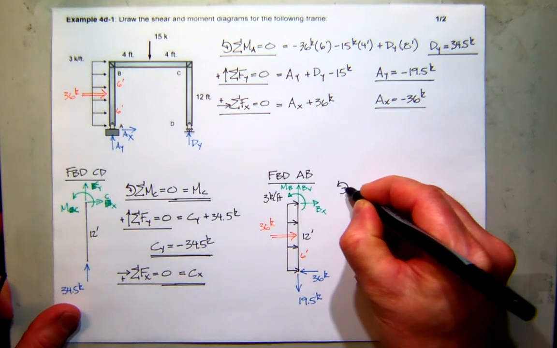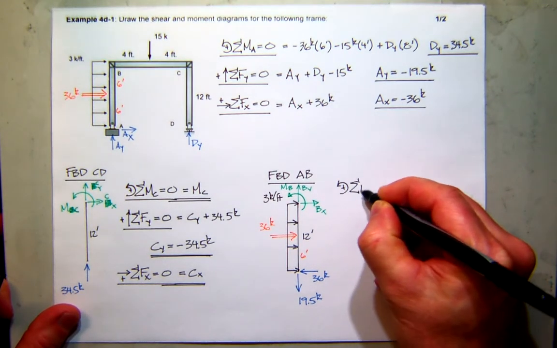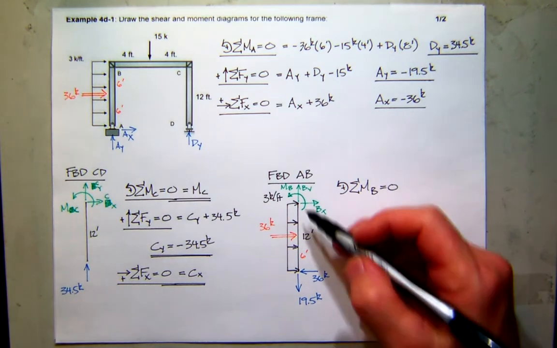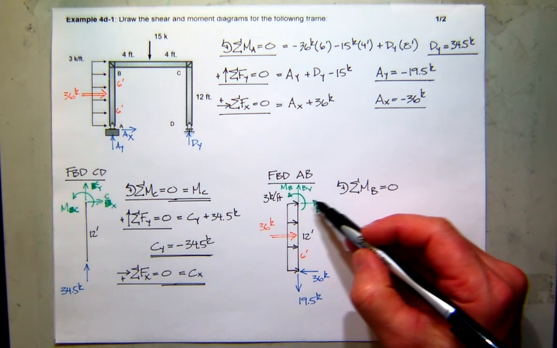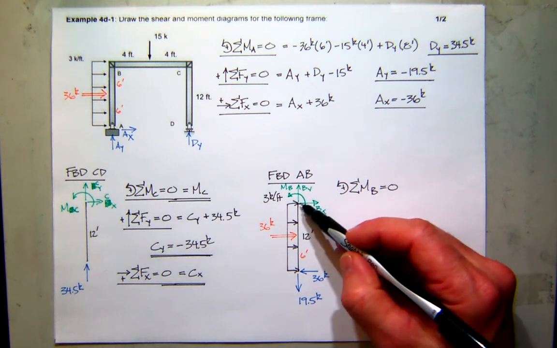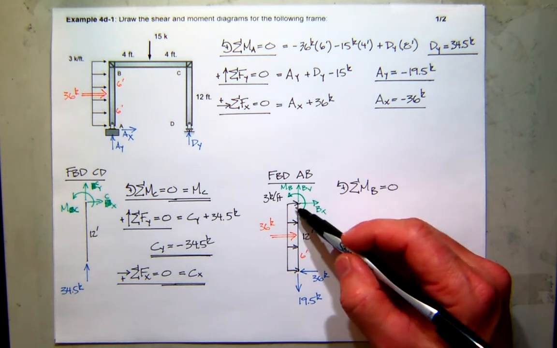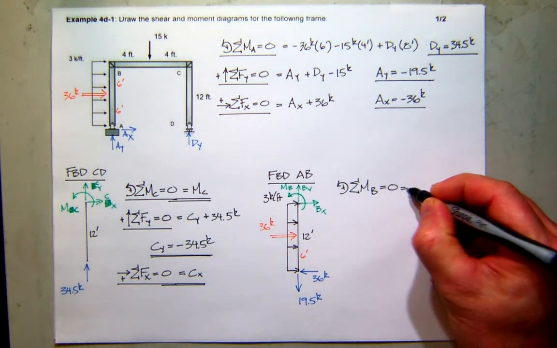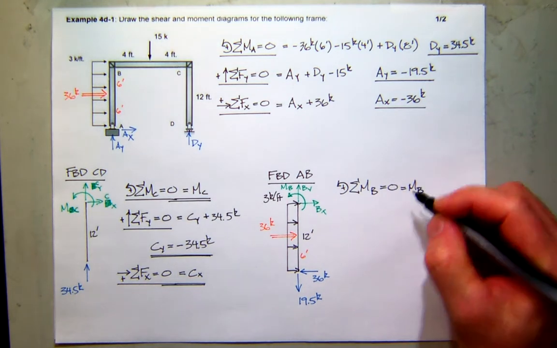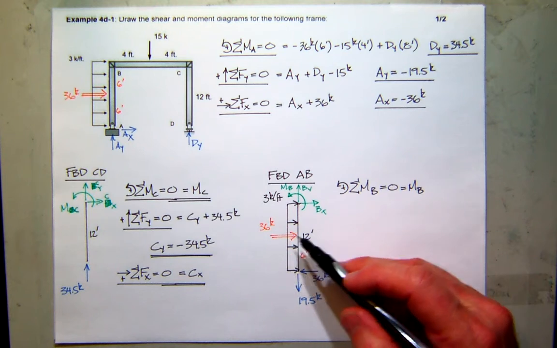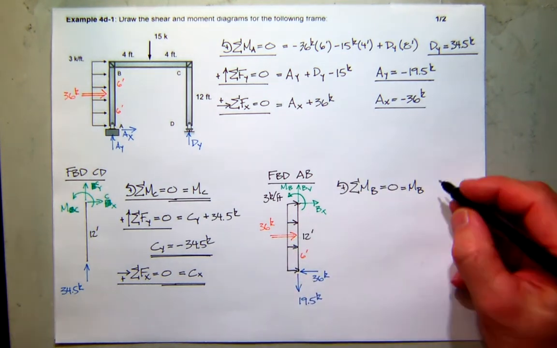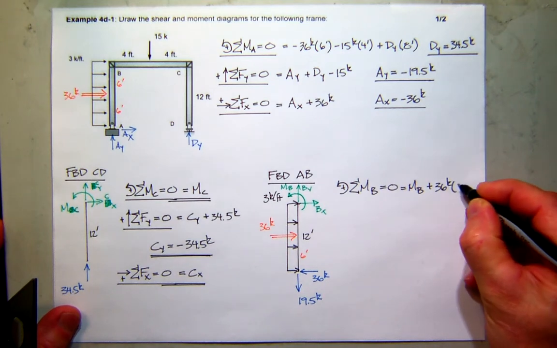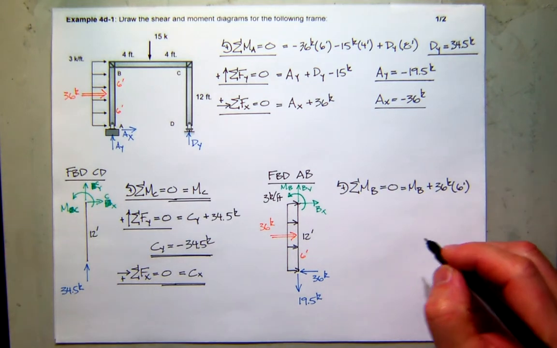So let's start by summing moments at B. Make sure that's in equilibrium. So looking at this free body, we're going to sum moments about B. Well, you see BX and BY pass through B. They're not going to create any moments. So what is the moment at B? Positive or negative? Positive. This 36 kip equivalent force is going to create what kind of moment about B? Positive. And the moment will be the force, 36 kips, times the distance away, which is 6.